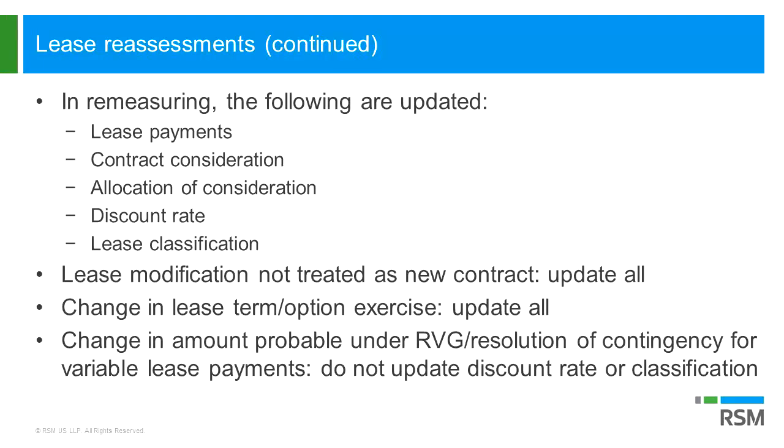Continuation of the assessments. In remeasuring, the following are updated: lease payments, contract consideration, allocation of consideration, discount rate, and lease classification. A lease modification is not treated as a new contract. It's just updated throughout the calculation. Change in lease term, option exercise, update all. And a change in amount probable under a residual value guarantee or resolution of a contingency for variable lease payments do not update discount rate or classification.